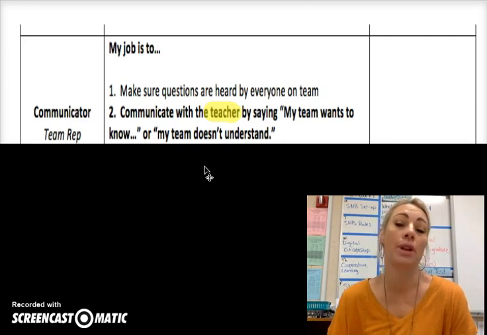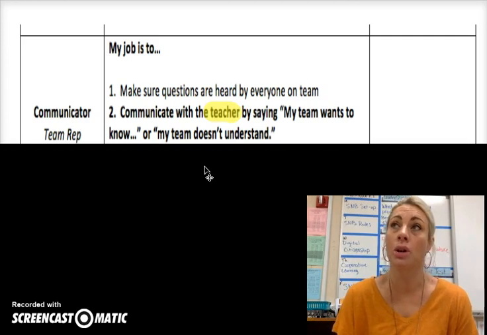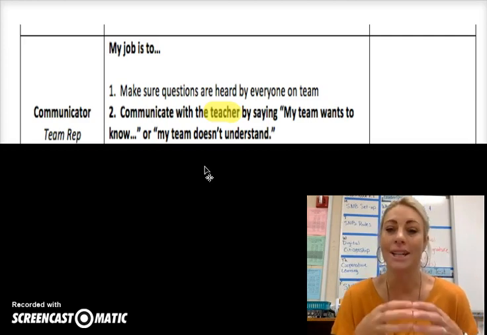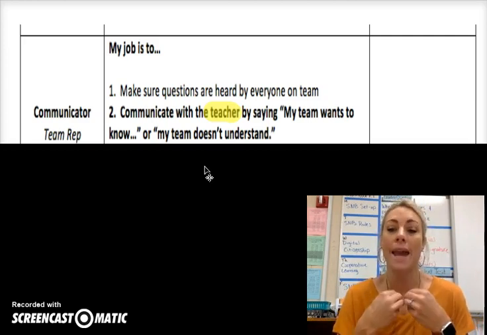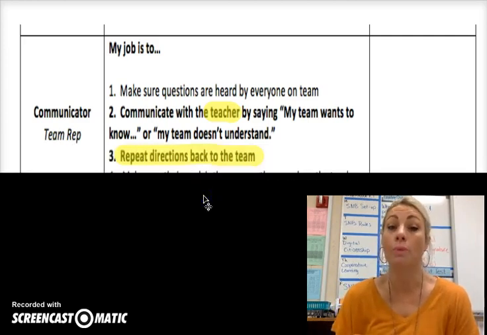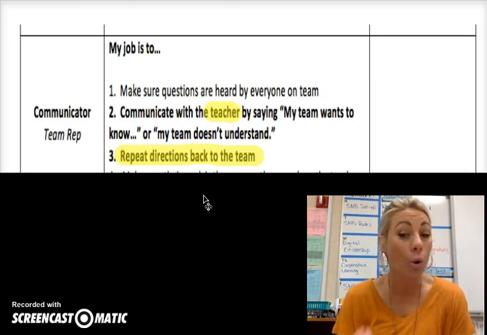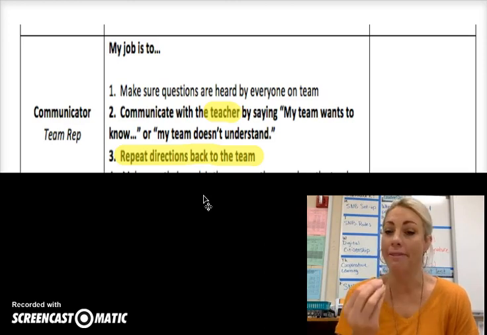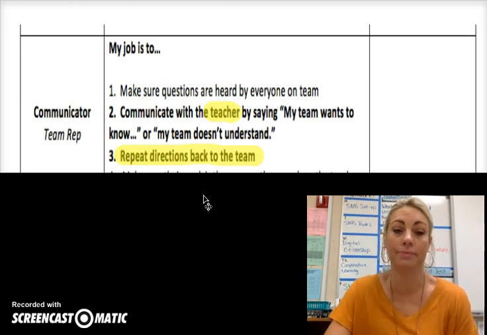The reason why the communicator can only ask me a question in this way is because I want to make sure that you try to work it out together first before you come to me. The communicator also repeats directions back to the team. Sometimes I will give a direction only to the communicator, and it's the communicator's job to tell everybody else in the team what I've said.